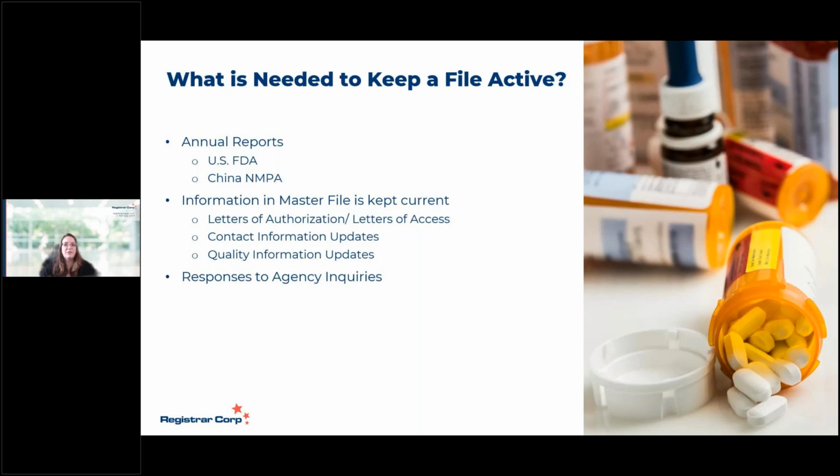It's also important that your master file is kept up to date. So when you have new customers that want to reference your master file, you need to submit new letters of authorization or letters of access for each new party. If the contact person changes, you get a new agent, or your company name changes, then you need to submit an administrative amendment to update the contact information in your master file. If the quality information in your master file changes, such as updates to the manufacturing process, or maybe you want to add a new product to your master file, then you're going to need to submit a quality amendment to update that information in your master file.